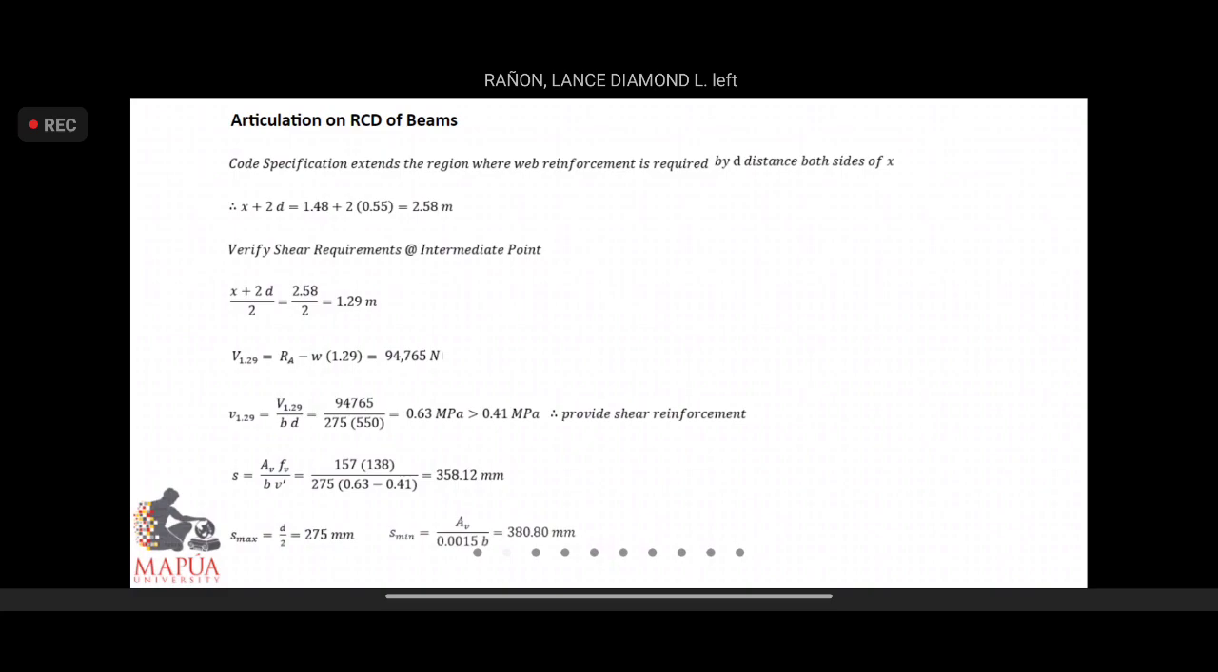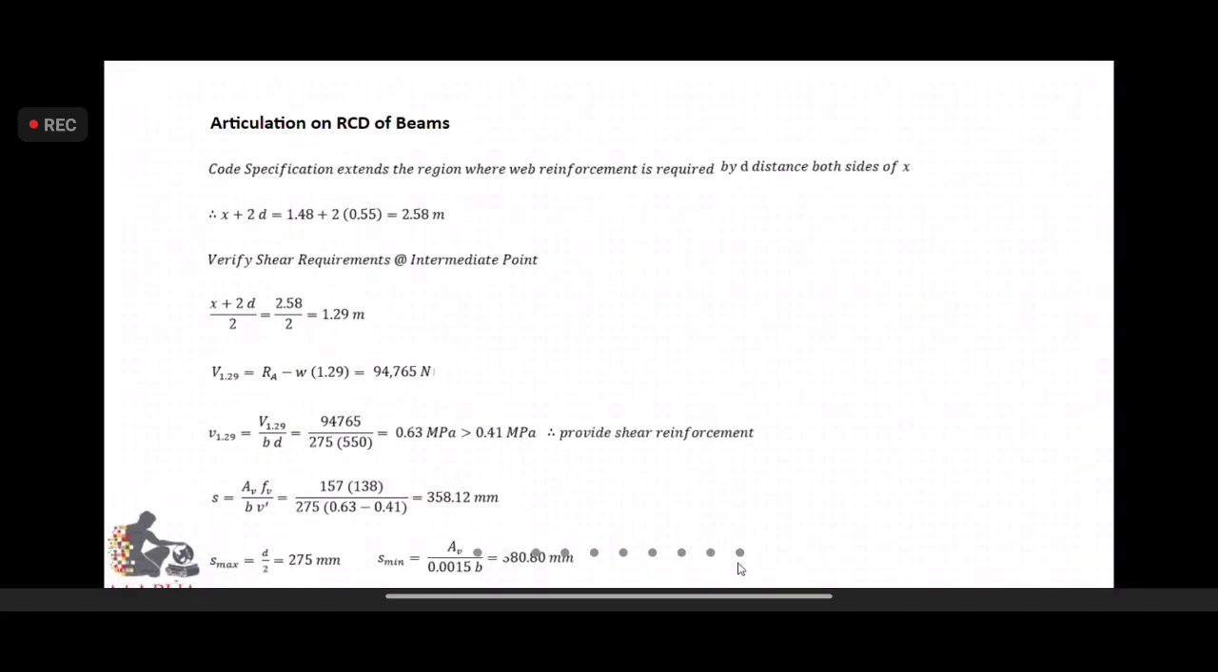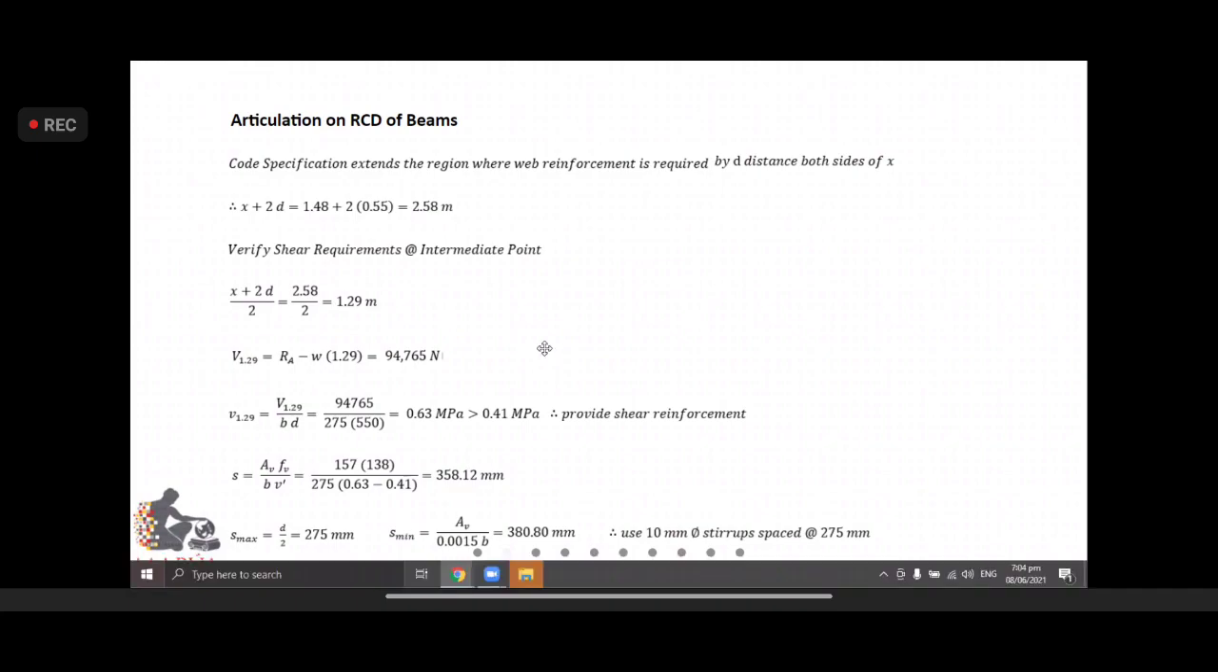For D over 2, that's 275. For AB over 0.0015B, 380.80. So we will utilize the least of these three values. So that will be 275 on center.